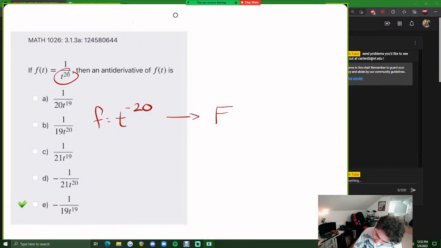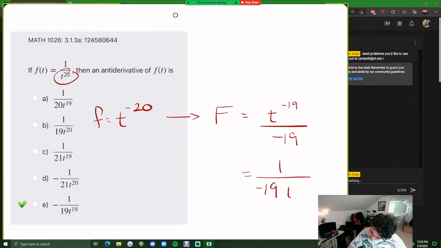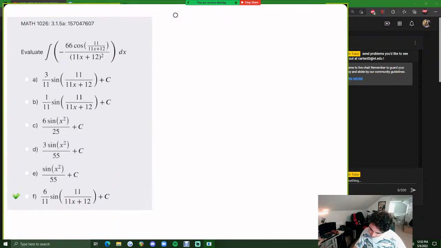Now, when we take its antiderivative, we add 1 to the exponent, so t to the negative 19. And then we divide by whatever that new exponent is. So negative 19. And if we rewrote this, we'd get 1 over negative 19 t to the positive 19. So t to the negative 19, we can throw back to the denominator with a positive exponent. And then typically, I would recommend doing plus c, but in this case, it looks like they do not need it. And so just a negative 1/19 t to the 19th. All right. Now we're talking.